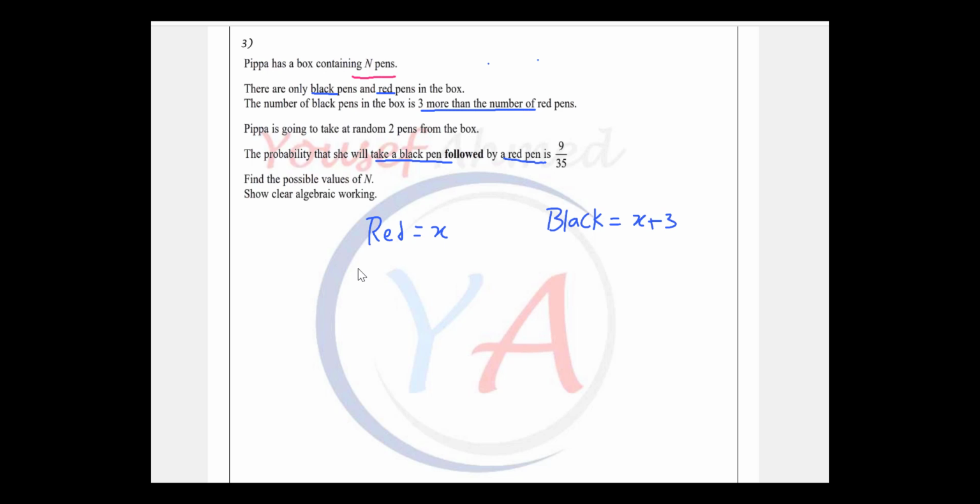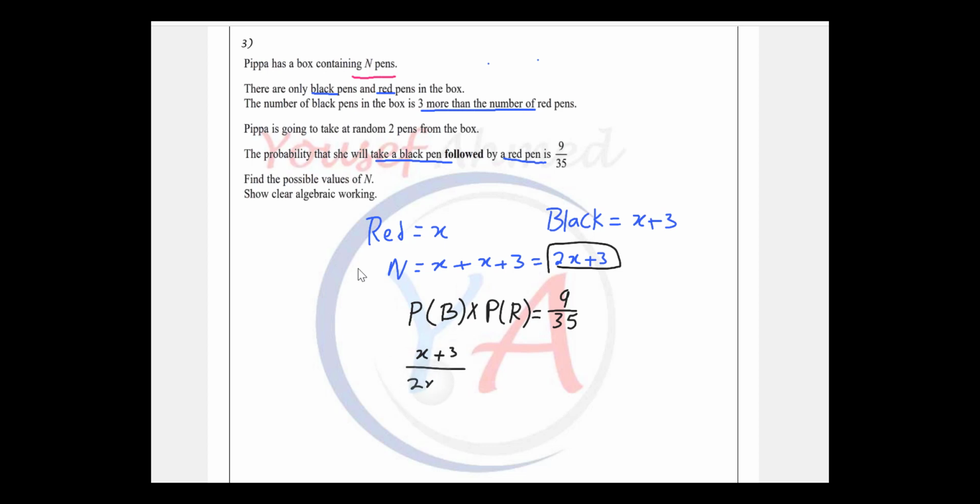n is the total, which is red plus black. So it's equal to 2x plus 3. Instead of n, we can use 2x plus 3. According to what's given, the probability of taking a black pen then a red pen gives 9 out of 35. So the probability of taking a black is x plus 3 over the total, which is 2x plus 3, multiplied by taking red, which is x over.